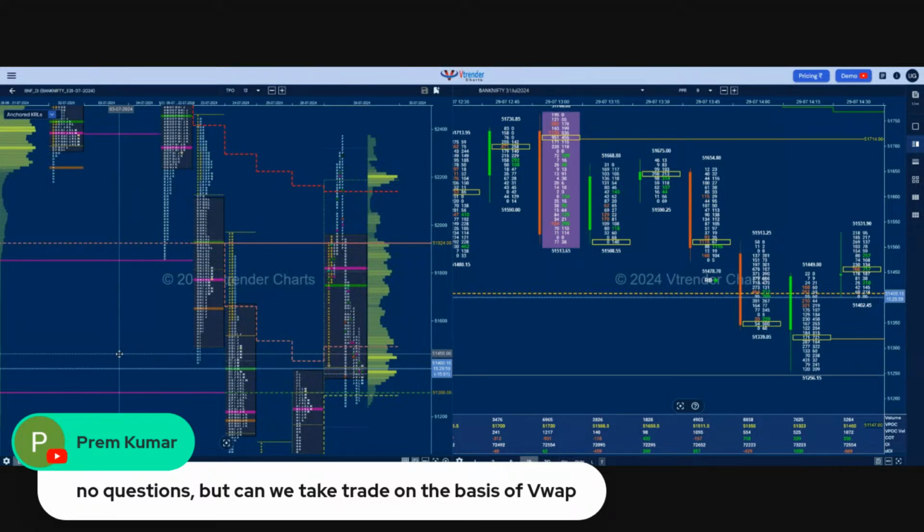Yes, you can use VWAP on any time frame. The concept works on all the time frames. So 5 minutes, 15 minutes, 3 minutes, 30 minutes, all of them equally work fine.